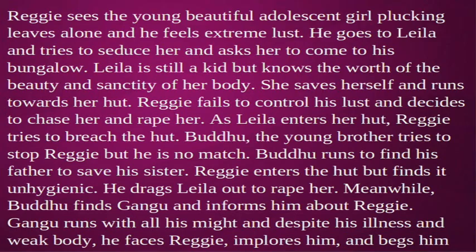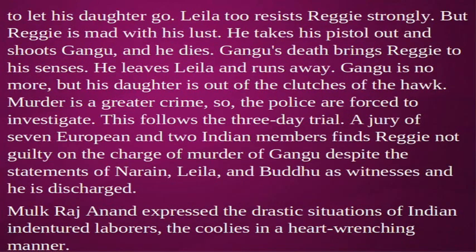Meanwhile, Budhu finds Gangu and informs him about Reggie. Gangu runs with all his might, and despite his illness and weak body, he faces Reggie, implores him and begs him to let his daughter go. Leila too resists Reggie strongly, but Reggie is mad with his lust. He takes his pistol out and shoots Gangu, and he dies.